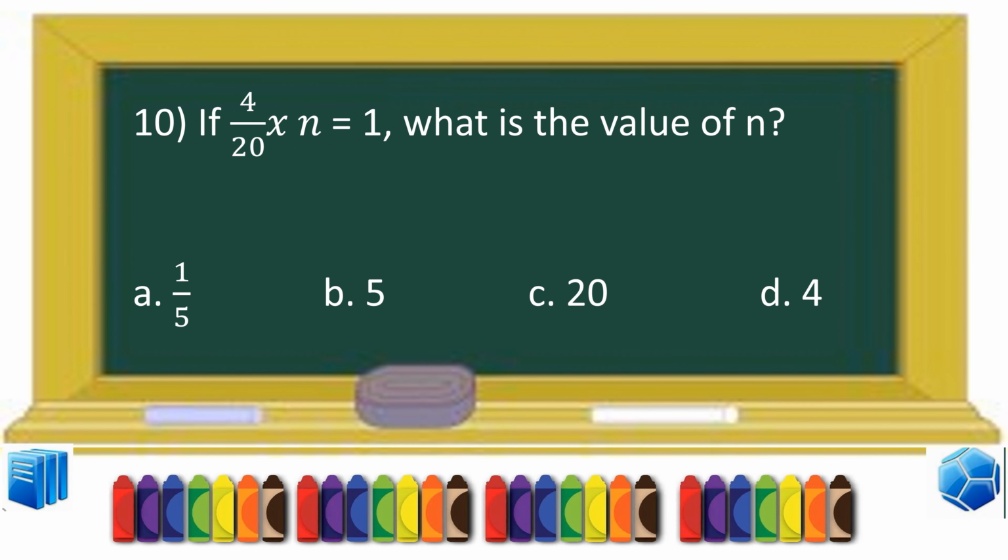Number 10. If 4 over 20 times n equals 1, what is the value of n? A. 1/5, B. 5, C. 20, D. 4. The answer is 5 because 4 times 5 equals 20. 20 divided by 20 equals 1.